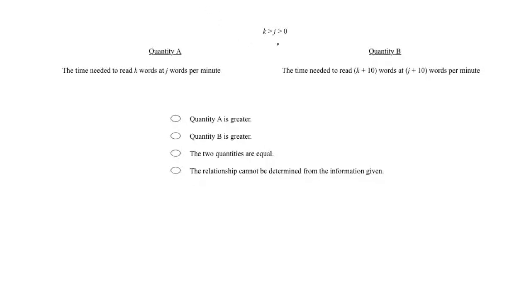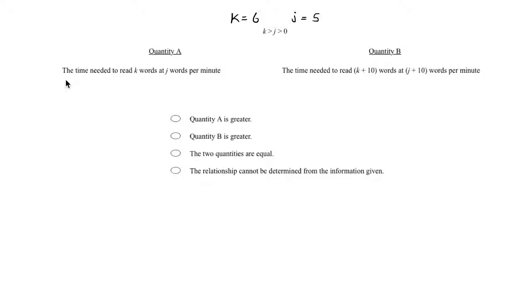k is greater than j is greater than 0. You might start a problem like this by saying something like k equals, I guess, 6, and j equals 5. But we will have to be very careful with that. This is true within the constraints given here, but the end result might be surprising if we use these numbers to model the situations in quantity A and quantity B.